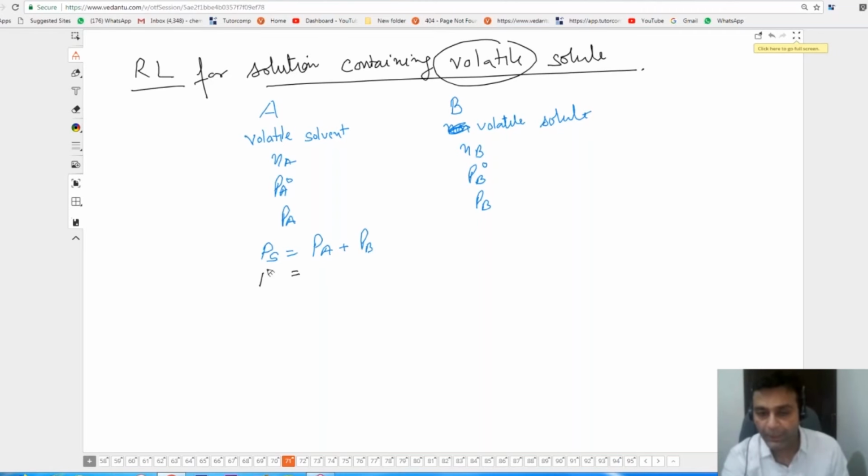So now I am applying Raoult's law here. Pa naught. What is Pa and Pb? Okay, I'll explain. This is the vapor pressure in pure form. This is clear. And this is the vapor pressure in solution.